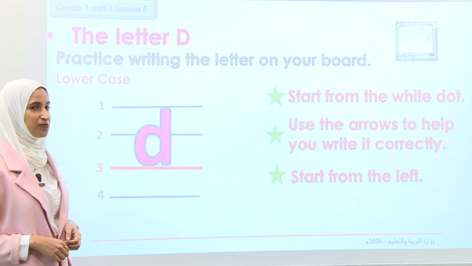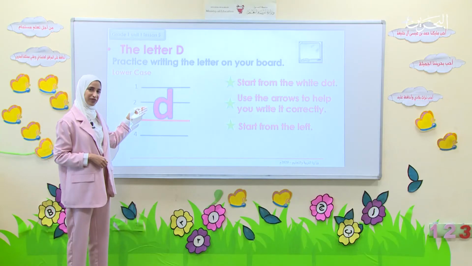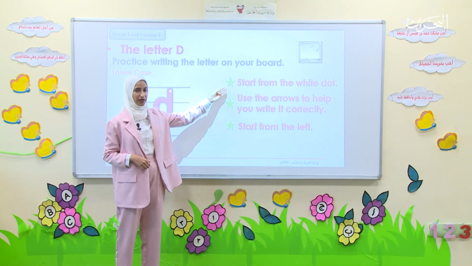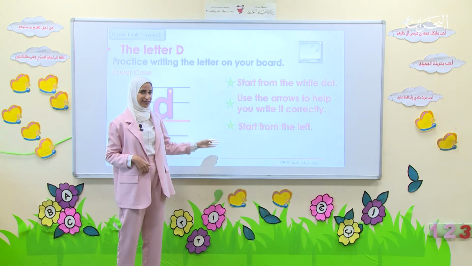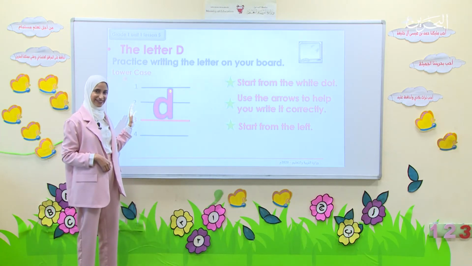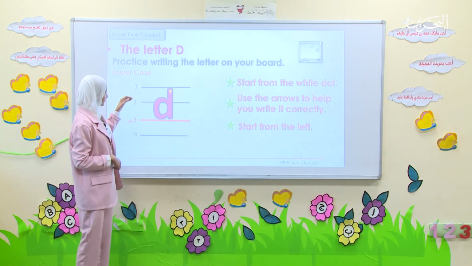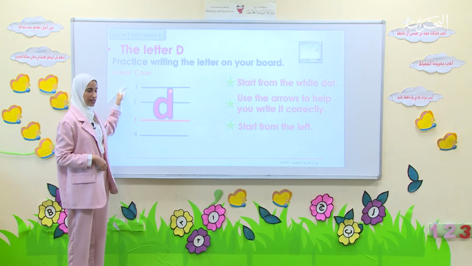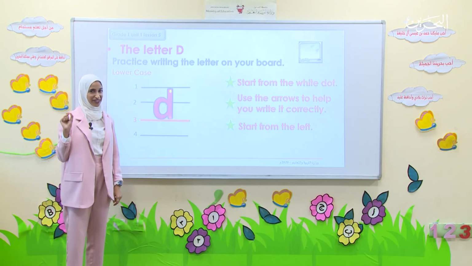And now we are going to practice writing letter D lowercase. Let me remind you again. You have to start from the white dot or the big dot. You have to use the arrows to help you write it correctly. And of course, write from the left side. Very good. Now, remember kids, to write a lowercase d, we start from line number 1 and we finish at line number 3. Now hold your marker.